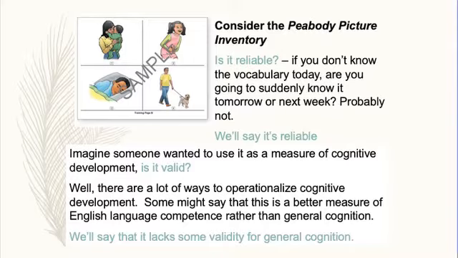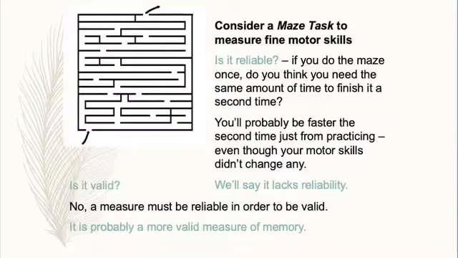Consider the Peabody picture inventory. Is it reliable? If you don't know the vocabulary today, are you going to suddenly know it tomorrow or next week? Probably not. So we'll say it's reliable. Imagine someone wanted to use it as a measure of cognitive development. Is it valid? Well, there are a lot of ways to operationalize cognitive development. Some might say that it is a better measure of English language competence rather than general cognition. We'll say that it lacks some validity for general cognition.